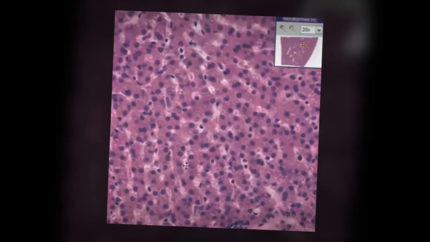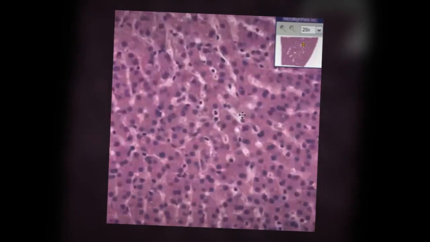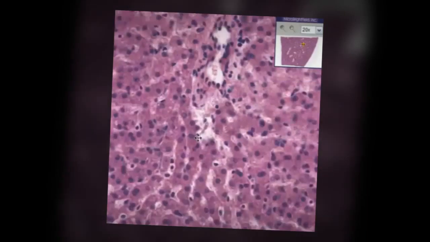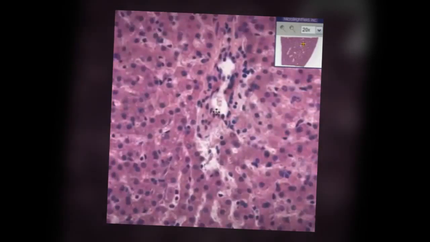But when you get to a central vein, which you could find by following the convergence of sinusoids, like, well, this isn't the central vein, is it? Because it has some connective tissue.